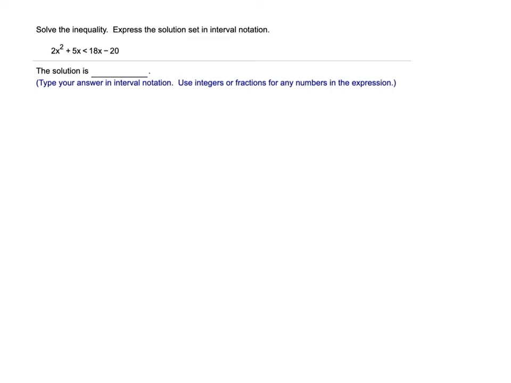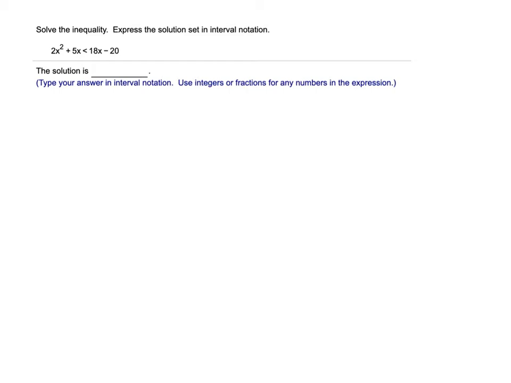Okay, today I wanted to work two different examples of polynomial inequalities on how to solve them. Hopefully this will help any confusion you may have when you're working your homework. So for this example, if you notice, we have 2x squared plus 5x is less than 18x minus 20.